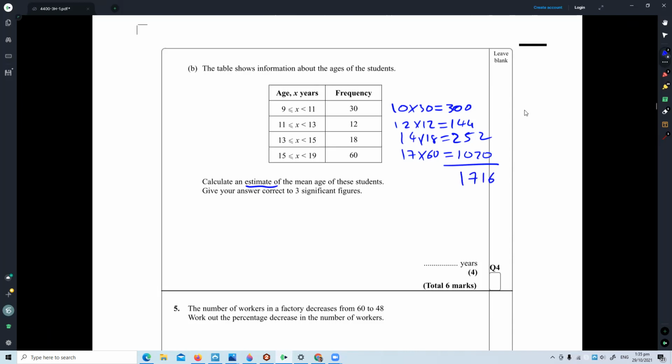And I need to know how many students I have. So how many students do I have? I have 30, 12, 18, and 60. Well, 12 plus 18 is 30. 30 and 30 is 60. 60 and 60 is 120 students. So I have 120 students.